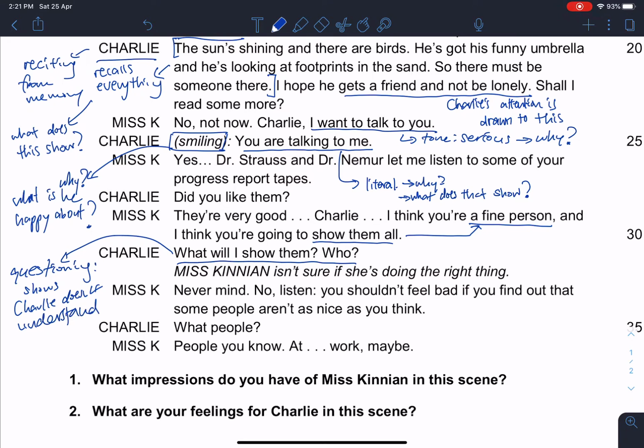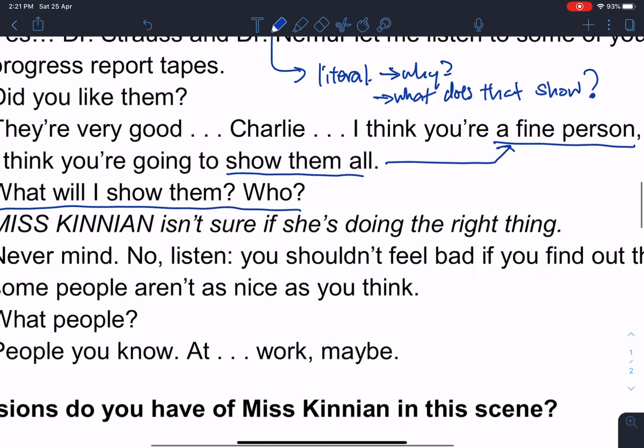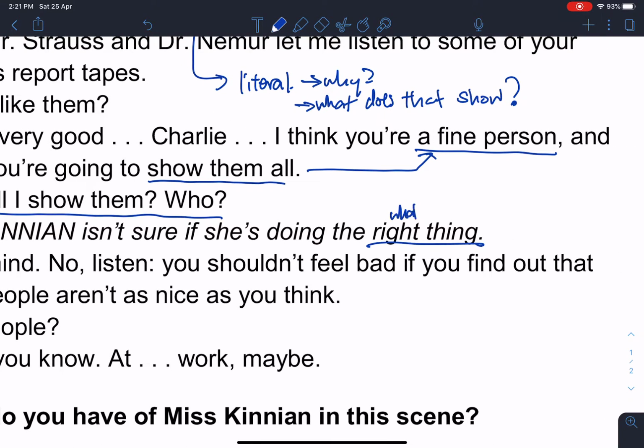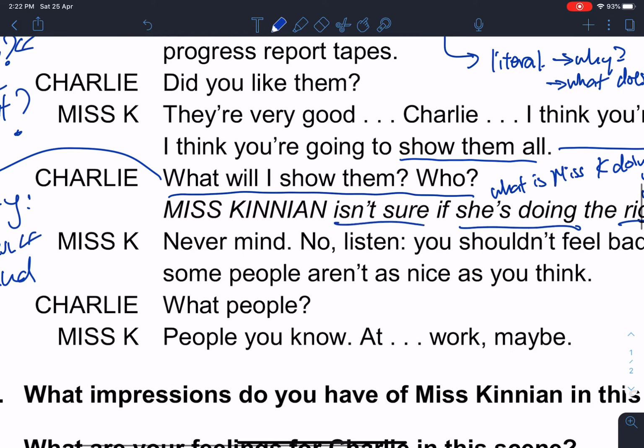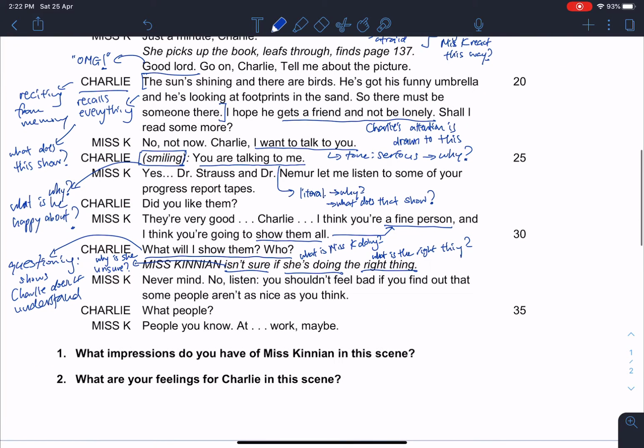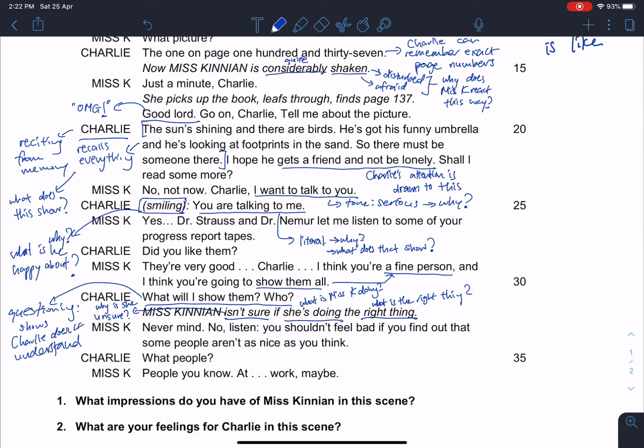And up to now, as we're reading through, we still don't know what Miss Kinnan is really concerned about yet, right? And she isn't sure if she's doing the right thing. Okay, so the question here is, what is the right thing? What is Miss Kinnan doing? And why is she unsure? Okay, so these are all things that you guys need to go and answer. There are many, many questions. If you can answer them, then I think it will help you to get a better understanding of the passage. And if you can explain all this in your essay, then that will be good as well.